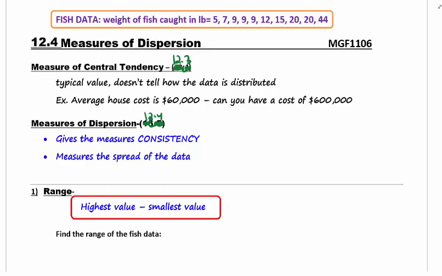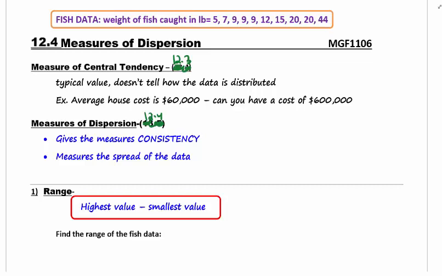If you told somebody that the average house cost in an area was $60,000, can you have a cost of $600,000? Absolutely, because we don't know how the distribution is. If I give you an example of a pond and tell you that the average depth is 2 feet, should you walk across? Again, you don't know if it's 2 feet everywhere and then one humongous hole, or if it's straight across. So you need to know a measure of dispersion, which is what this section is about.